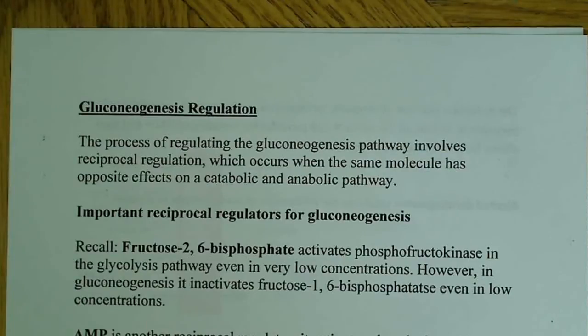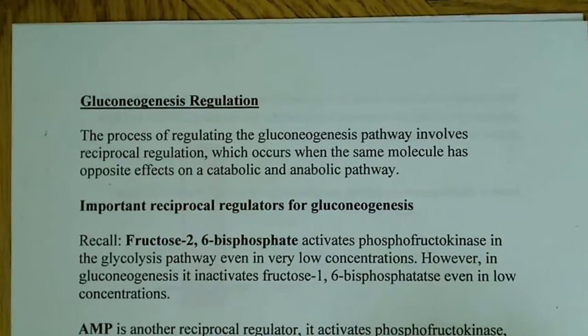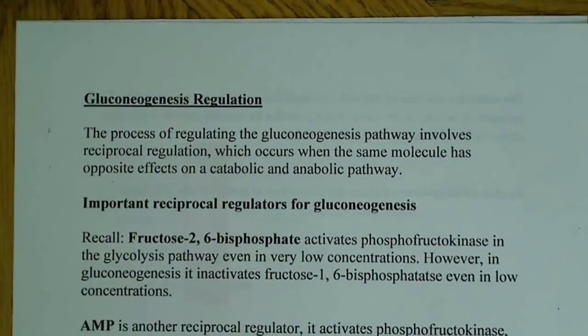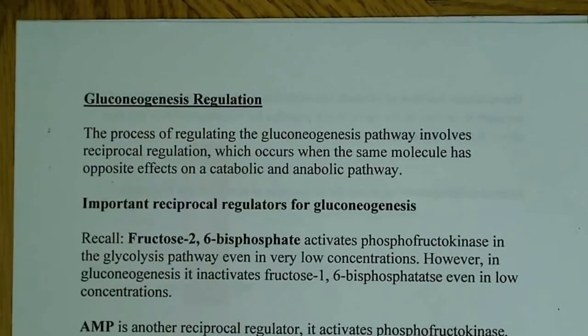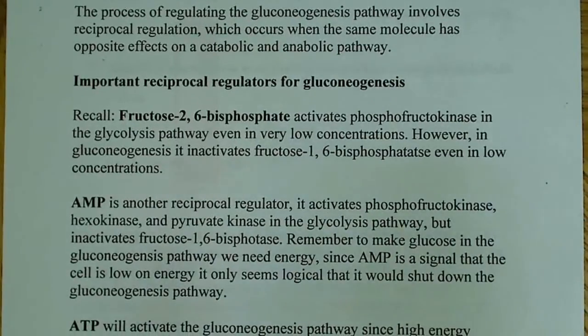So the catabolic pathway in this case is going to be glycolysis, because that's the breakdown of glucose. Okay, and the anabolic pathway is going to be gluconeogenesis. Anabolic, we're building up the molecule from smaller pieces. Okay, so with that said, it's going to be the reverse, but they're going to be the same molecules, and that's why it's important. So, important reciprocal regulators for gluconeogenesis.